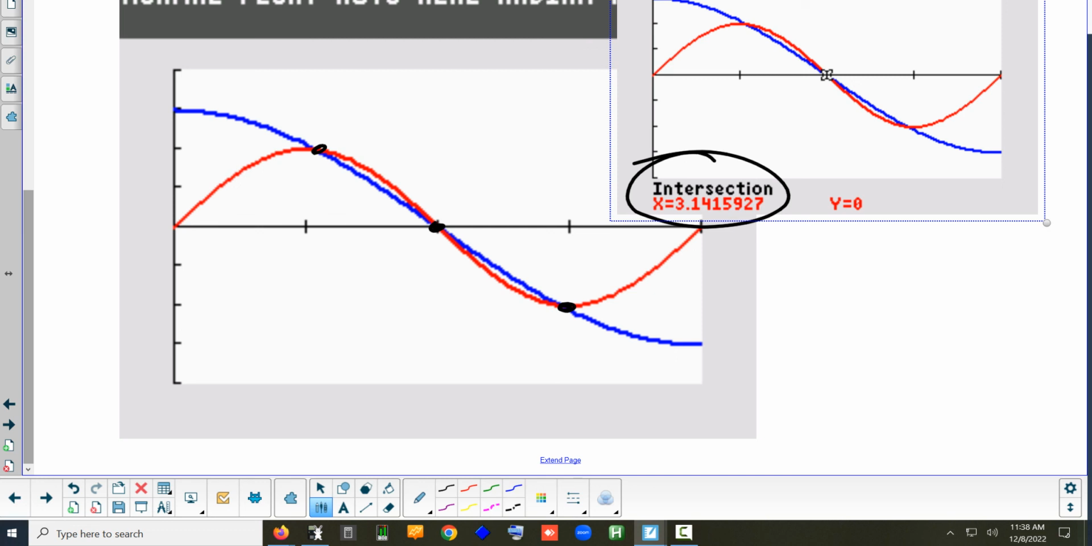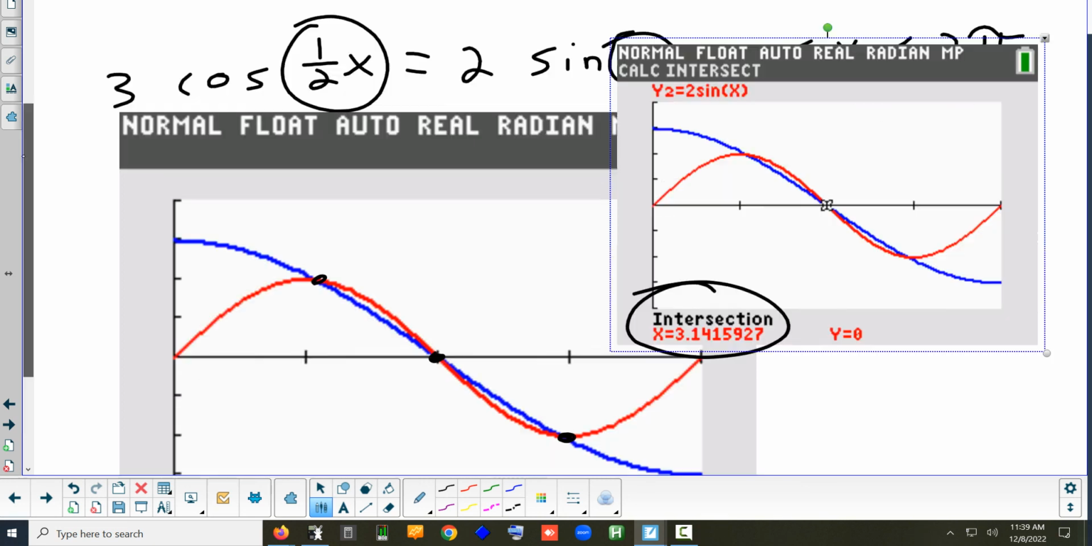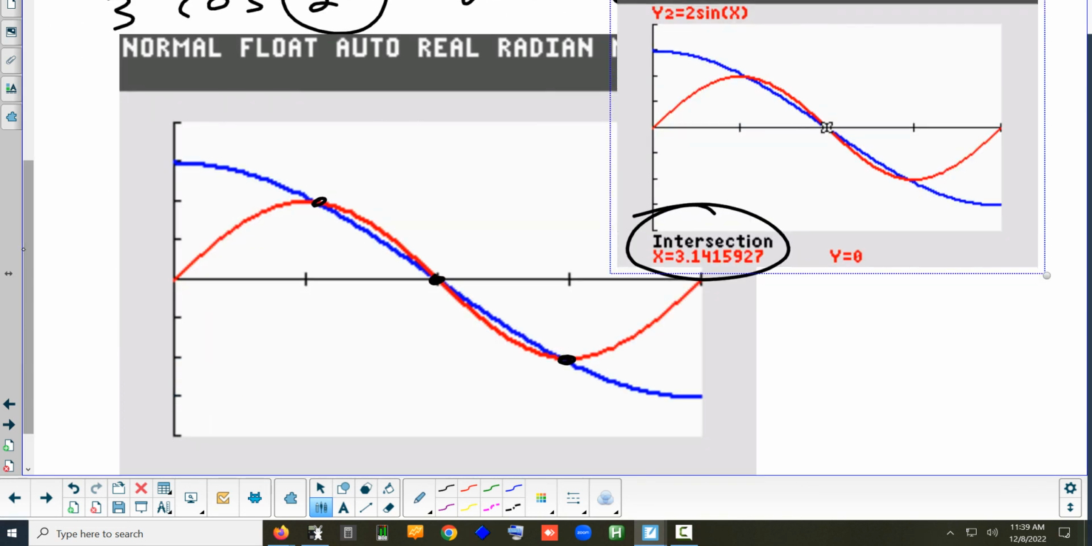If we were solving algebraically, that's when sometimes I expect more exact answers. But graphically, the calculator is always going to give you a decimal. Okay. Any questions on how I got that one or how to get the other 2?